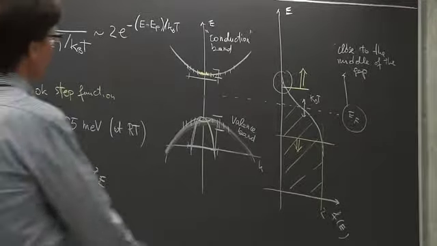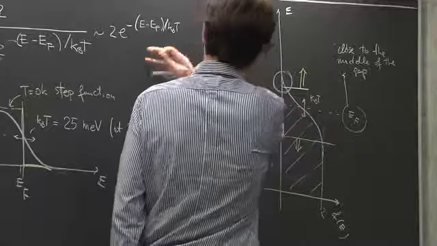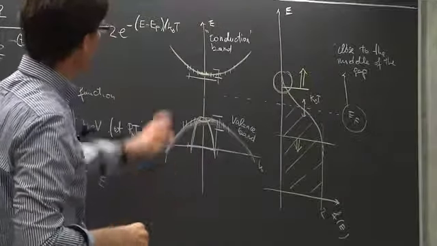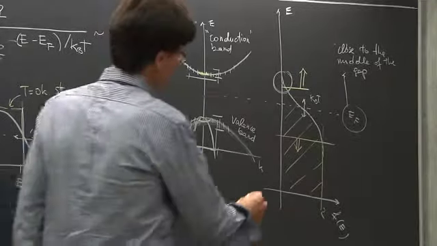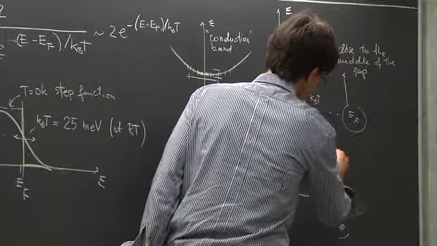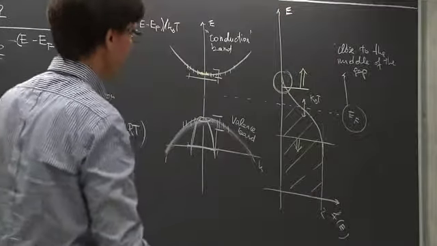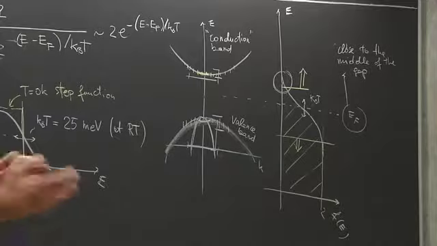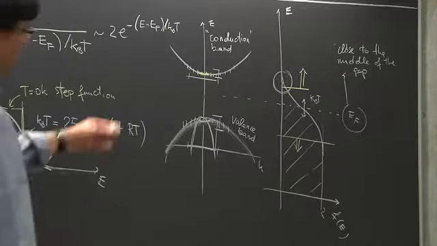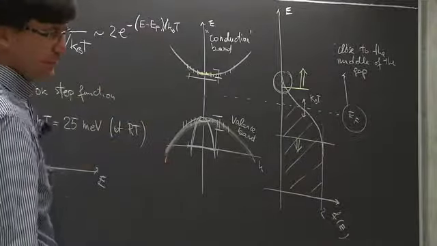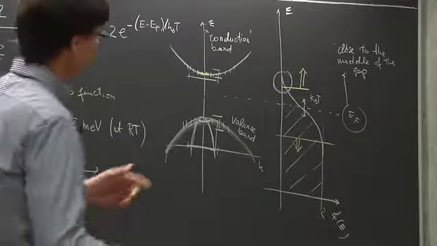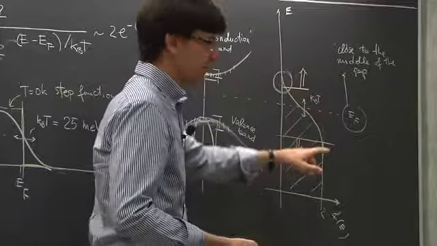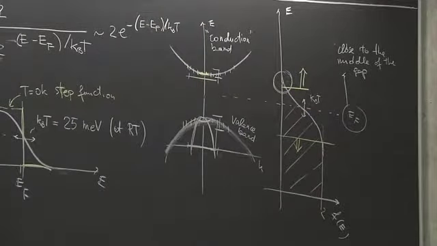So the occupation here, I can calculate very easily, and it's going to take this value. Similarly, let me now talk in terms of the number of missing electrons in the valence band. Since the function is symmetric, it will also be of the same order. Actually, it must be identical, because whatever electrons I promote in the conduction band must have come from the valence band. So the two numbers must be identical.